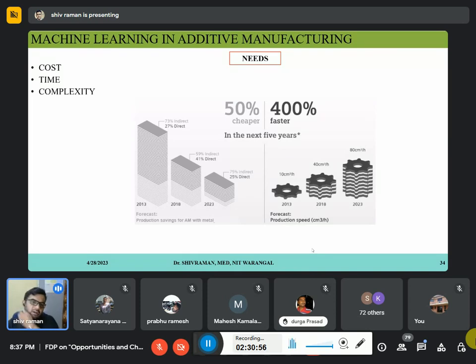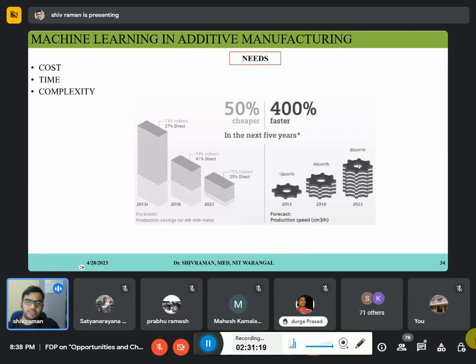So this is a prediction made by Siemens. Initially, this AM technology was significantly costlier in 2013. Now the cost is decreasing, the amount of production is increasing, and the amount of deposition made per hour is significantly increasing.